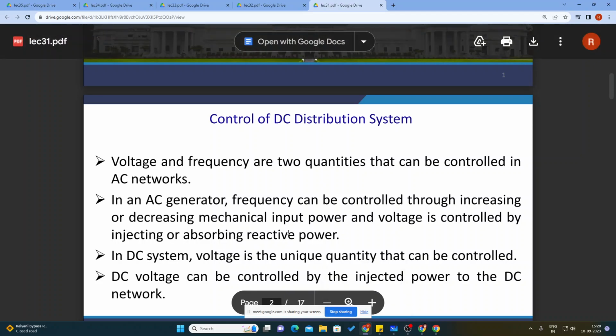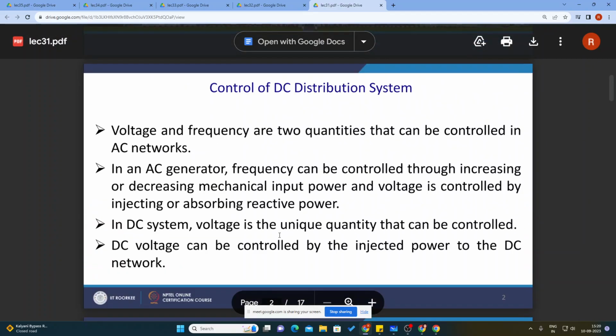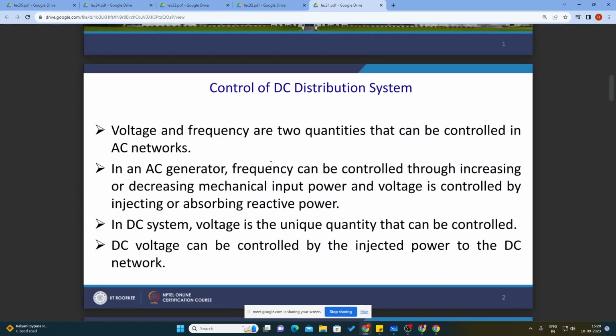So as we have discussed in the earlier lectures, if there is an AC network that is connected to the DC microgrid system using a DC to AC converter or an inverter, right?